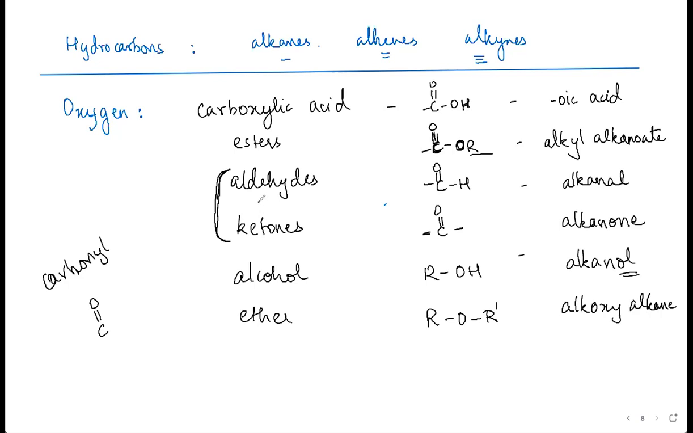Like in aldehydes, it's C double bond O bond H. So how is it like a carbonyl group? The main thing is C double bond O over here. In organic chemistry, just think of H like a filler. Any bond that is incomplete, fill it with hydrogen. That's basically its job.